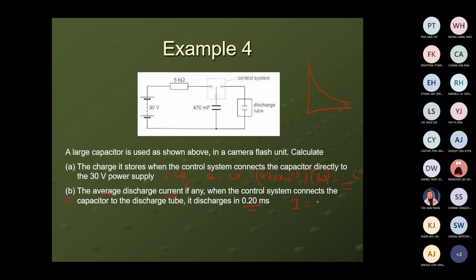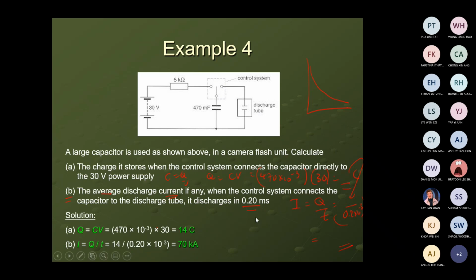Current is the rate of flow of charge, right? You learned in AS, Q over T. You know the total charge stored in the capacitor from part A. The charge has been released in 0.2 milliseconds, 0.2 times 10 to the power of -3 seconds. So you get the current.